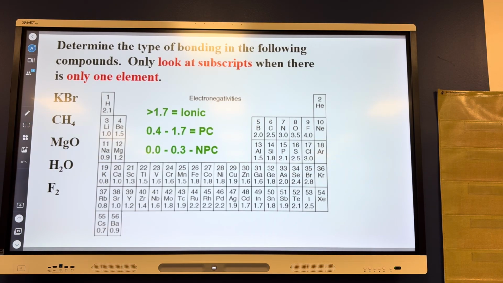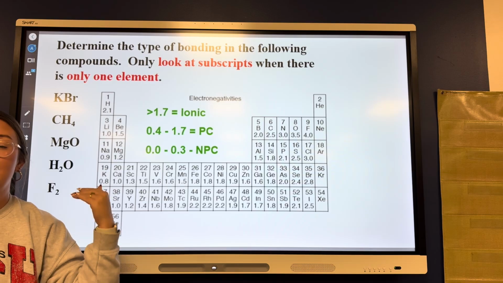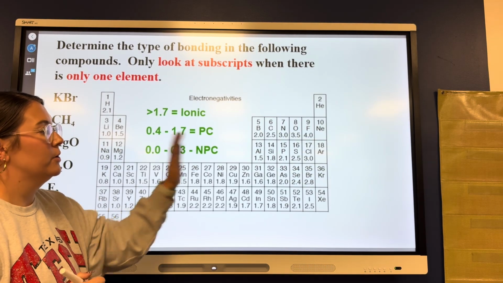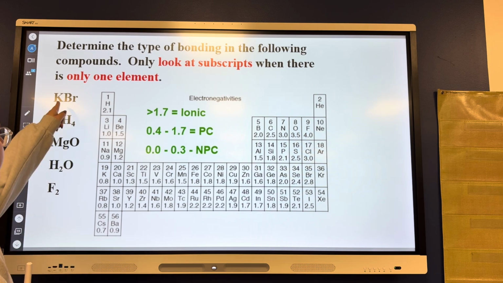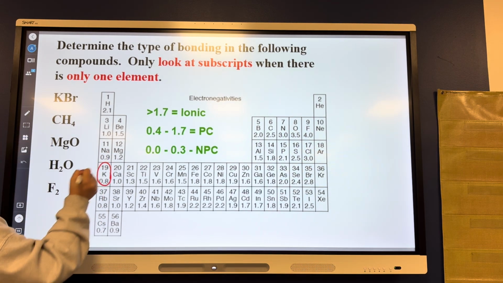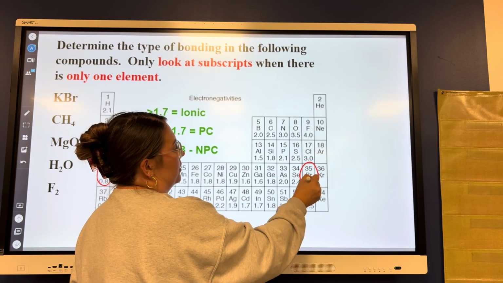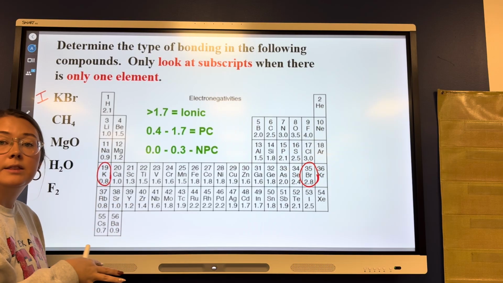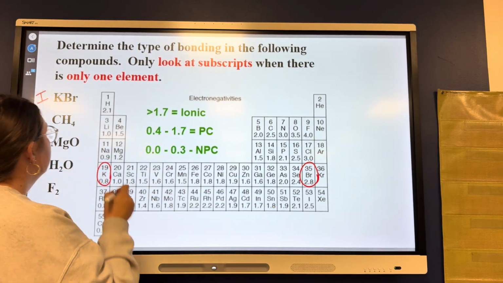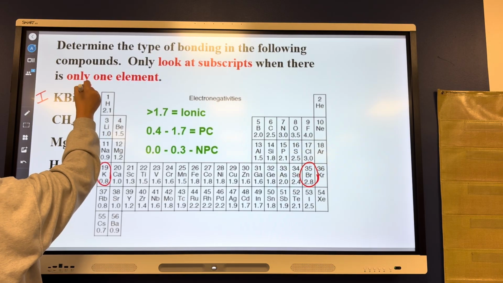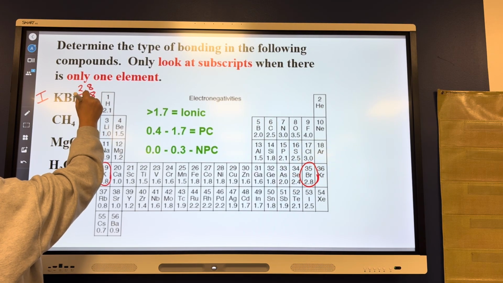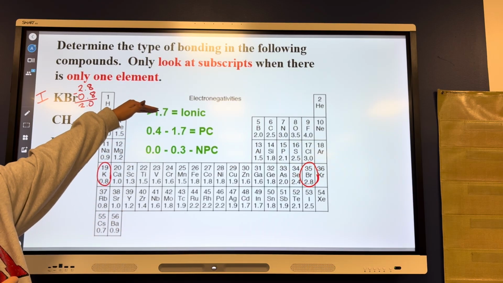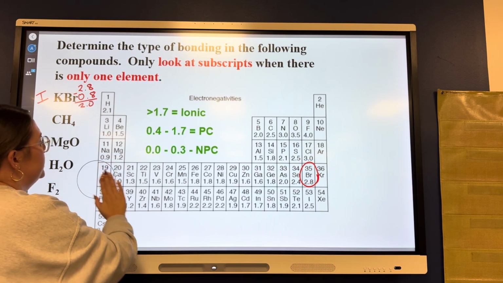Okay, let's work some more examples. The first one is KBr. We should be able to tell whether it's going to be ionic or covalent just by looking at the elements. If it's covalent, that's where we're going to determine if it's polar or nonpolar. For KBr, we should be able to identify, hey, potassium is a metal and bromine is a nonmetal. That automatically makes this ionic. But if we want to look at the differences in electronegativity, bromine is 2.8, potassium is 0.8, so these have a difference of 2.0, which makes it ionic. Okay, the next one is CH4.